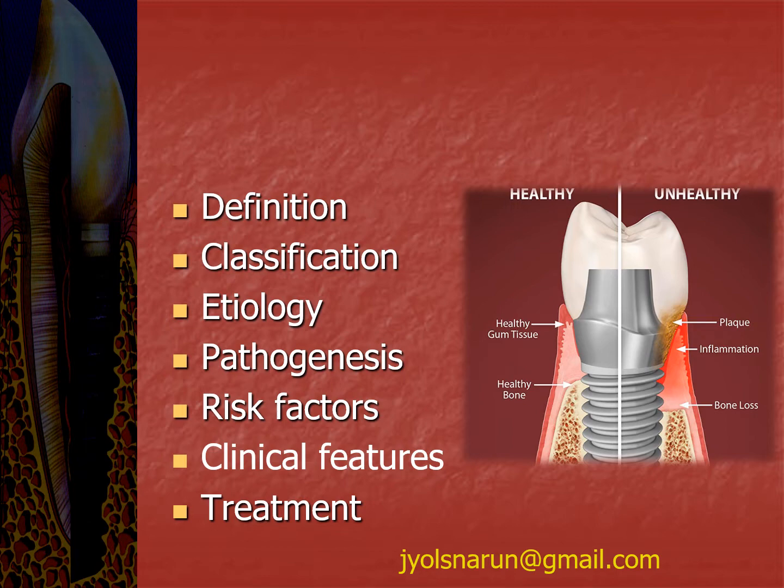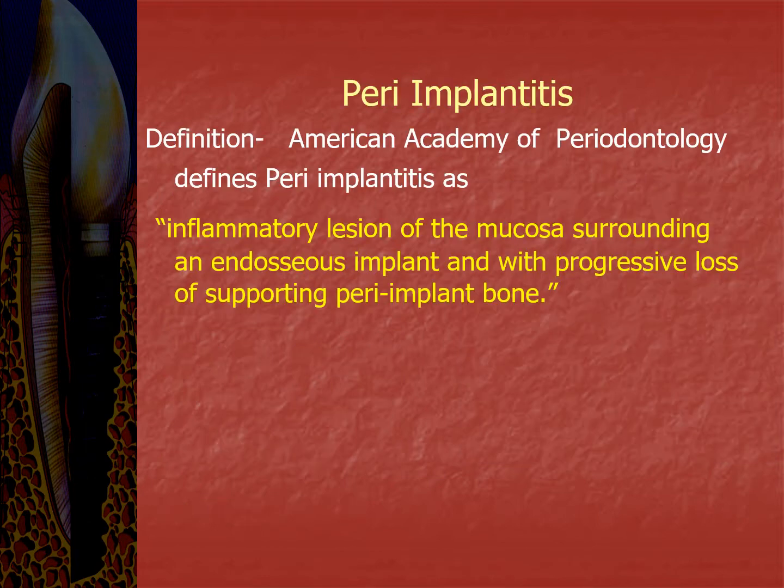So let's start. What are peri-implant diseases? These are inflammatory conditions affecting the soft and hard gum tissues around the dental implants. And these peri-implant diseases are generally classified into two categories: peri-implant mucositis and peri-implantitis.